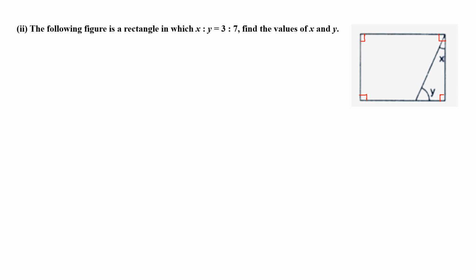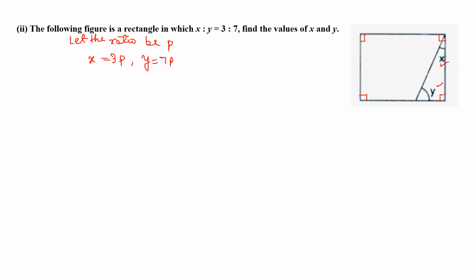And what you have to find? The value of x and y, and the ratio is given. So first of all I'm assuming let the ratio be p. So from here I can write x is equal to 3p and y equal to 7p, right?